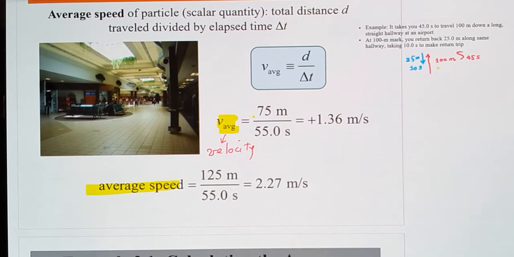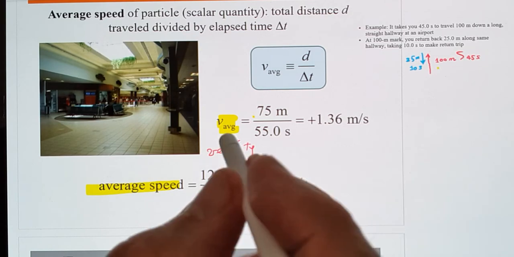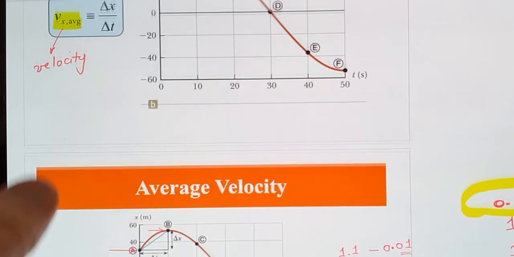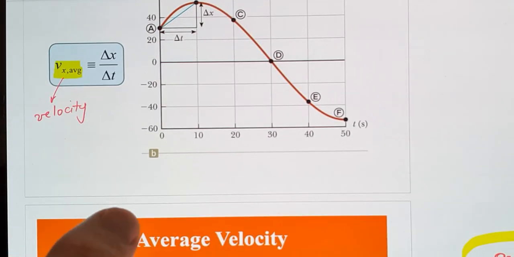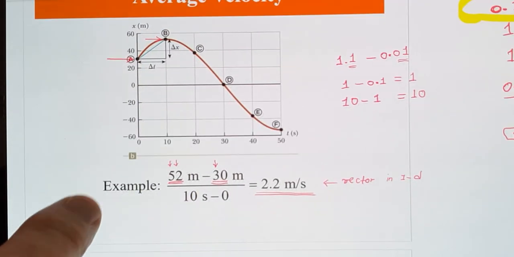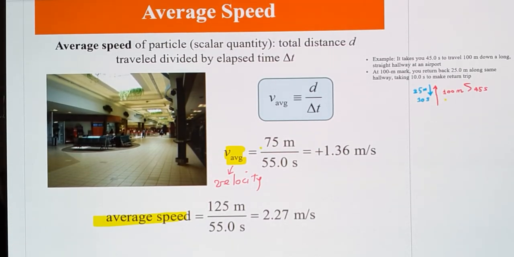No, I didn't say that. That's wrong. V average, we need to stick to the convention of the book. V X average, it's always talking about the velocity. I was mistaken when I said this is speed. Now, average speed, according to the convention of the book, it's just average speed.